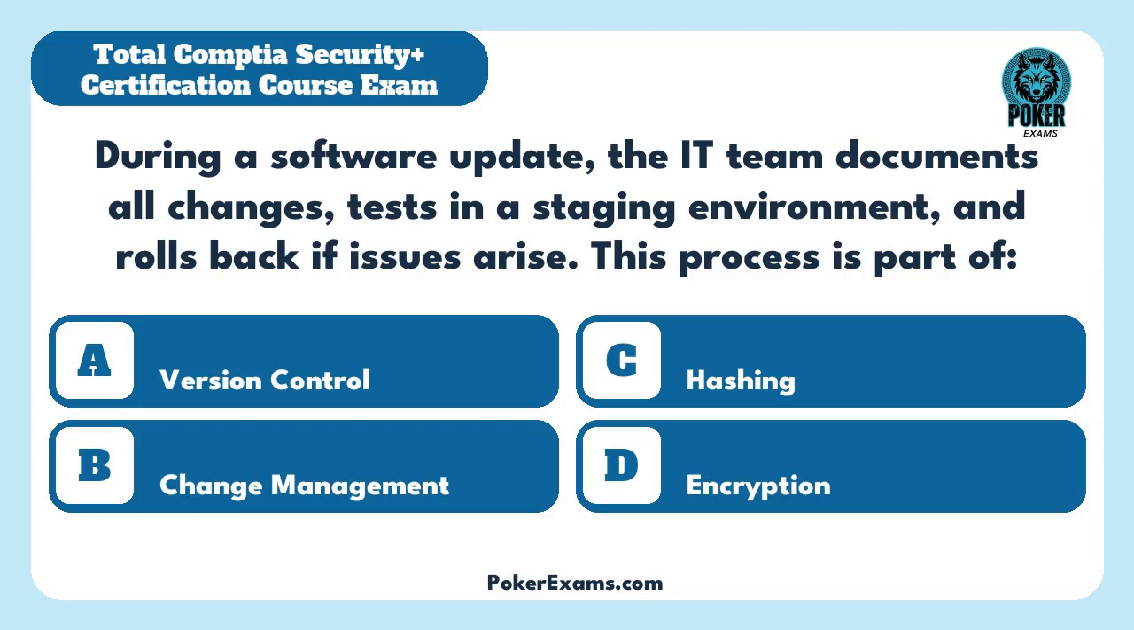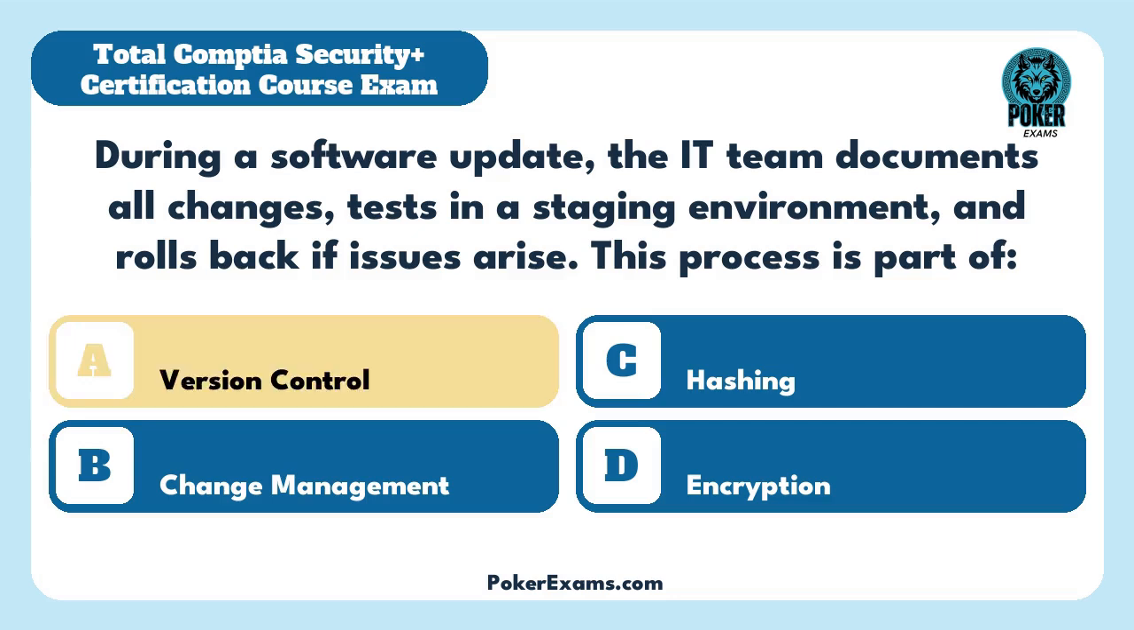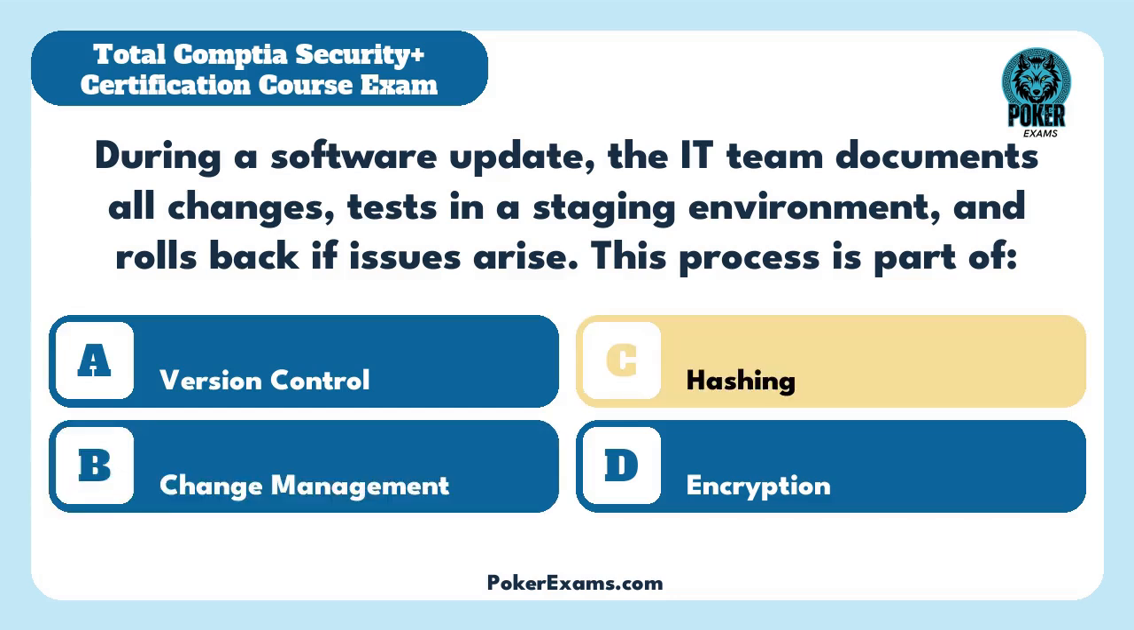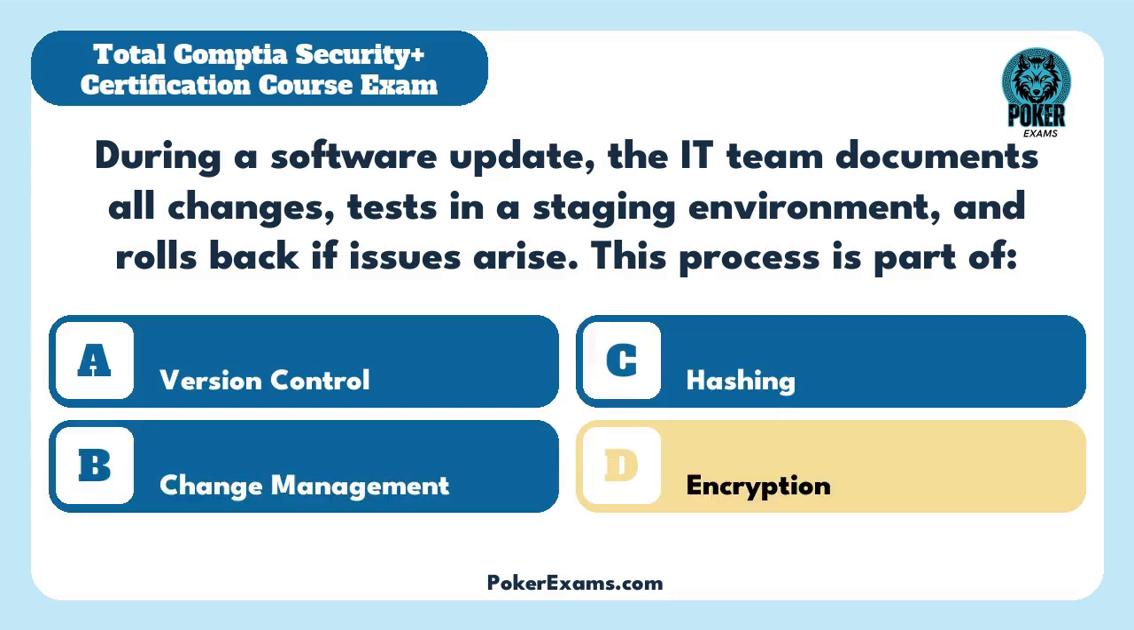Question 5. During a software update, the IT team documents all changes, tests in a staging environment, and rolls back if issues arise. This process is part of: A. Version control? B. Change management? C. Hashing? D. Encryption?